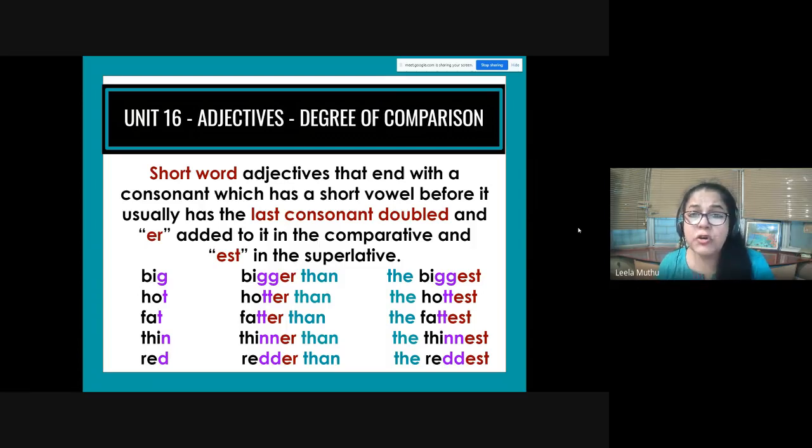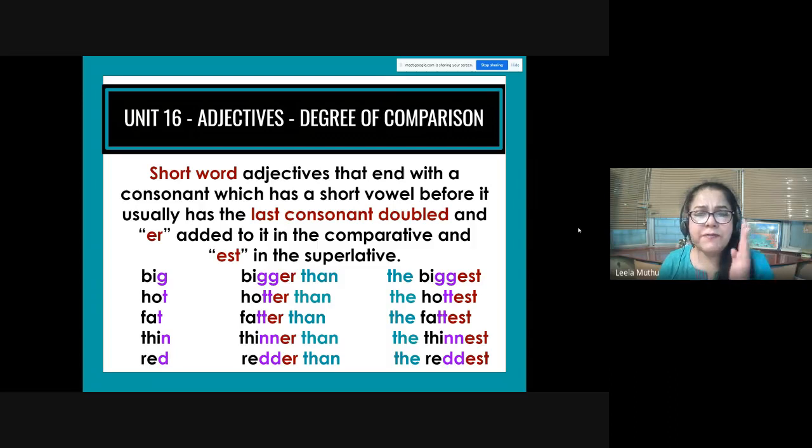For example, you take these short words, the last consonant of these short words, we double it in the comparative form of the adjective and in the superlative form of the adjective. So when the word ends with G, you write big and add another G and then add the ER just like you do in the comparative, and EST as you do in the superlative. So here it's big, bigger than, the biggest. It's very simple.